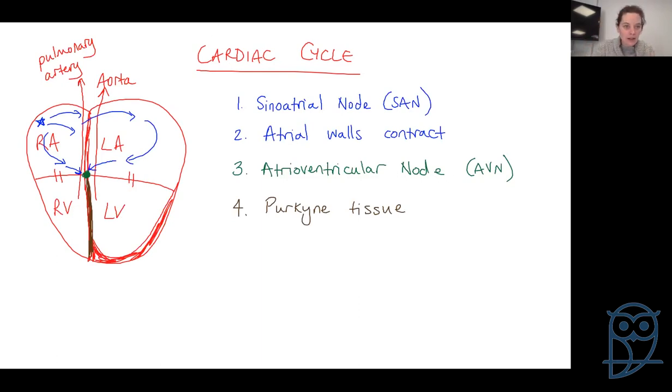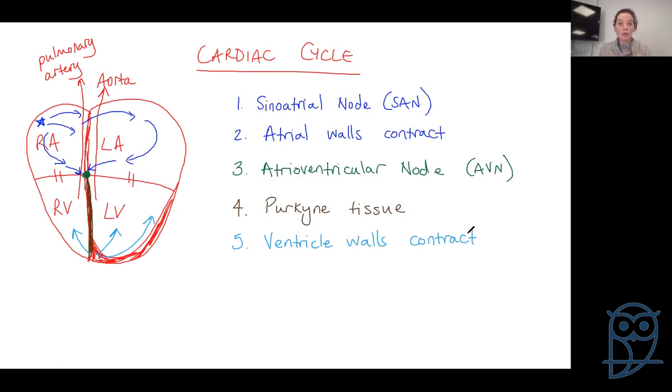So let's find another color. Let's go blue because we're doing electrical impulse again. So we now spread out round the walls of the ventricle. And this makes the ventricle walls contract. And that is one major big squeeze, okay?